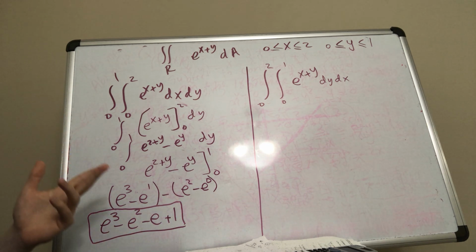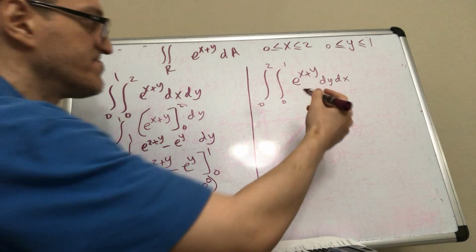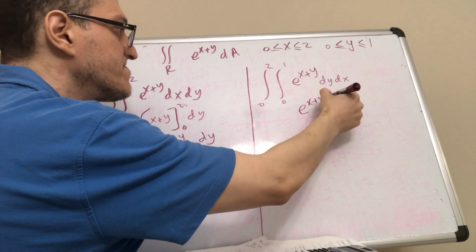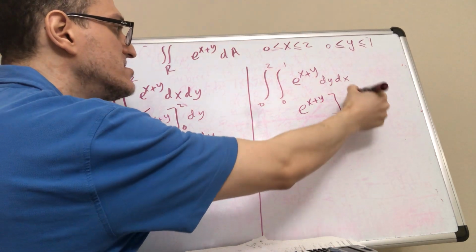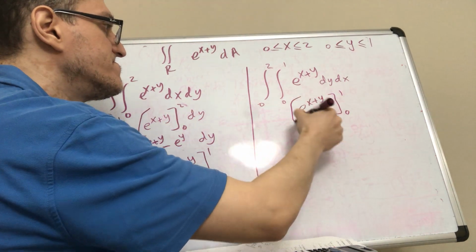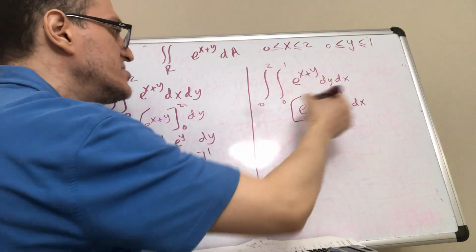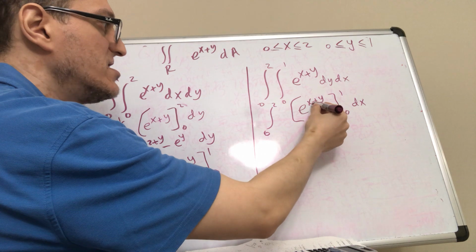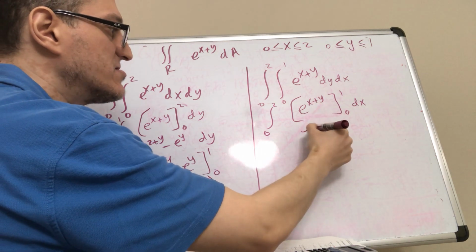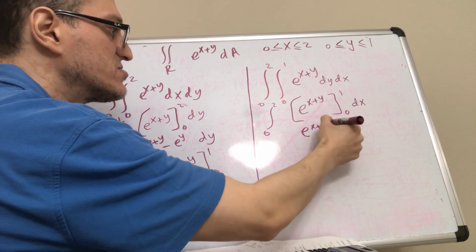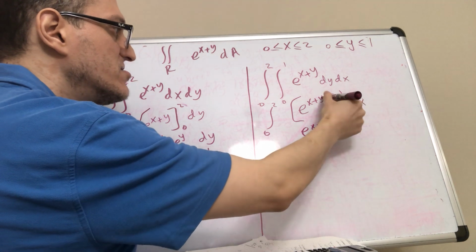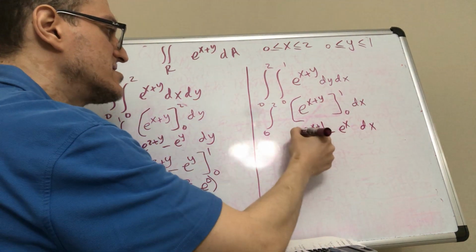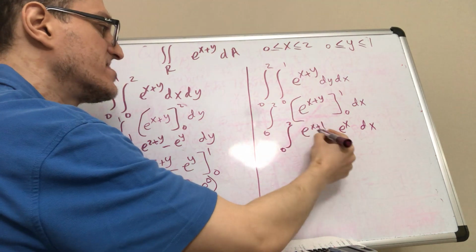Let's see what happens if we do it y first. Integral of this would be itself, 0, 1. And then we integrate it with respect to x. You plug 1 for y, so that would be e^(x+1). Put the 0 would be e^x, and then you have a dx, 0 to 2.